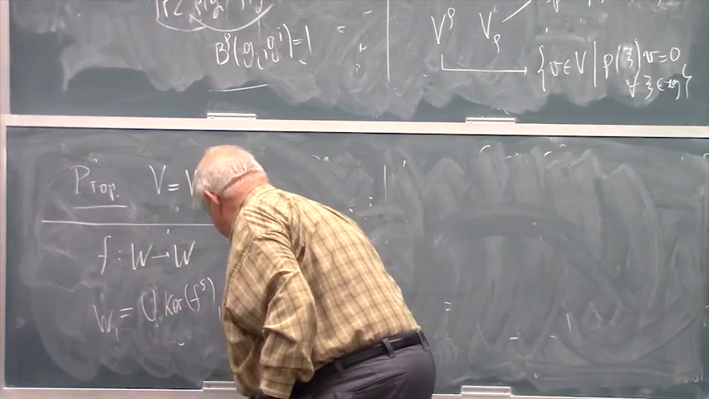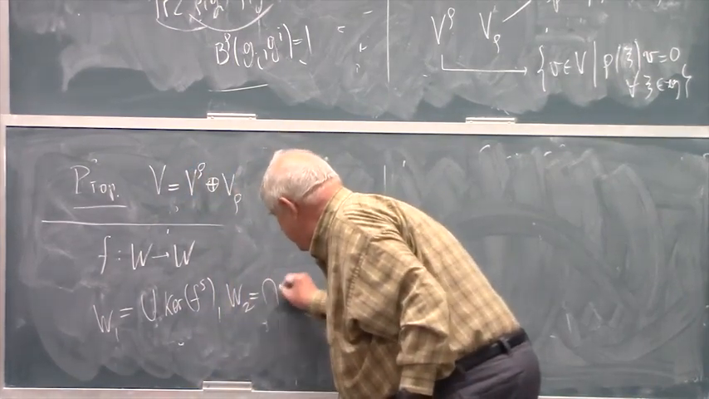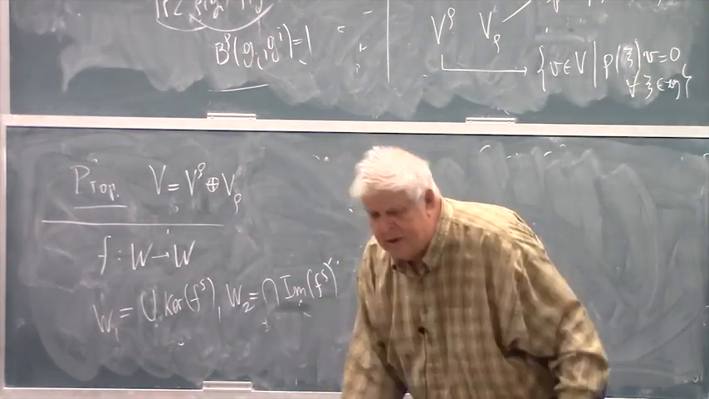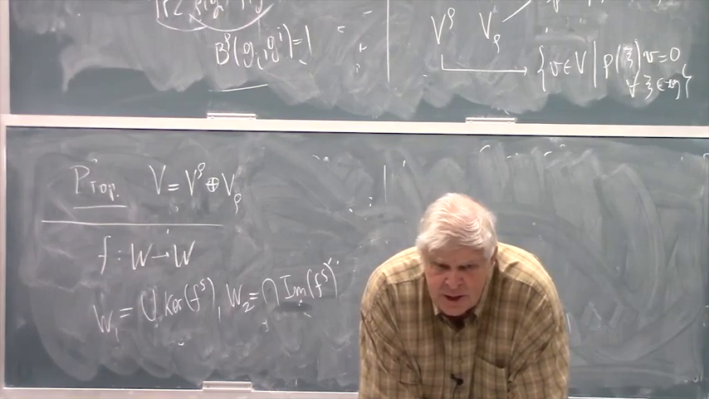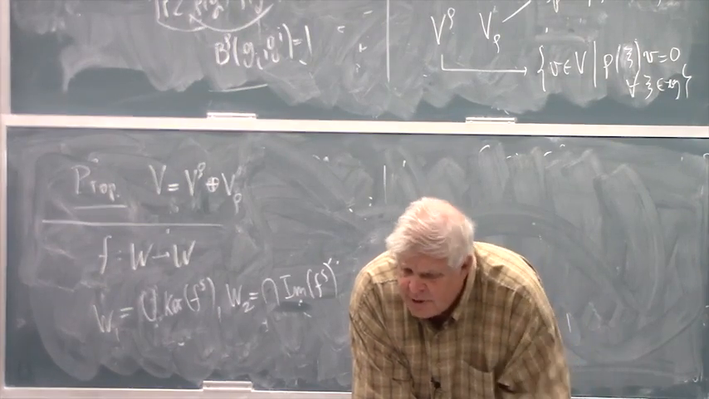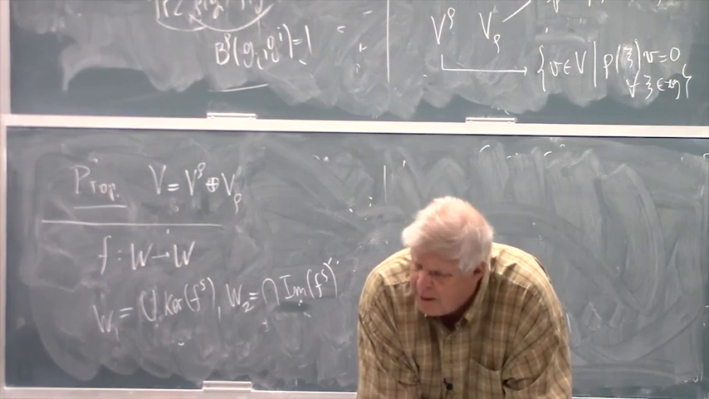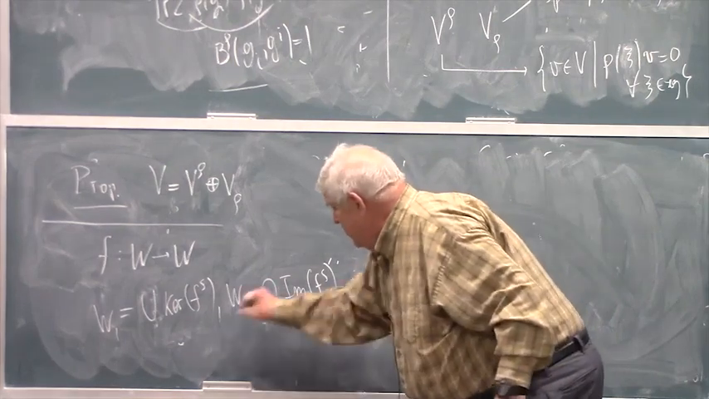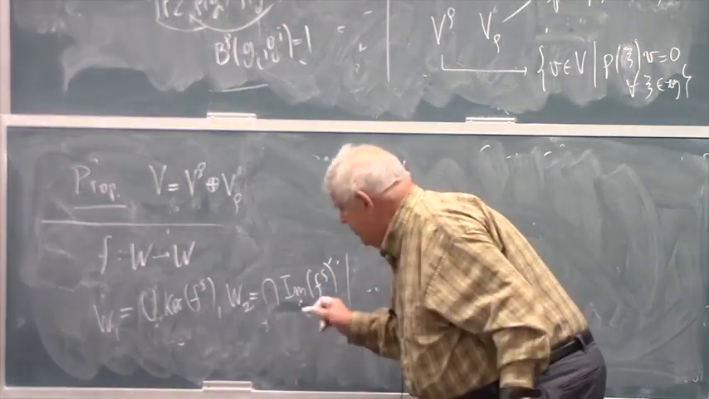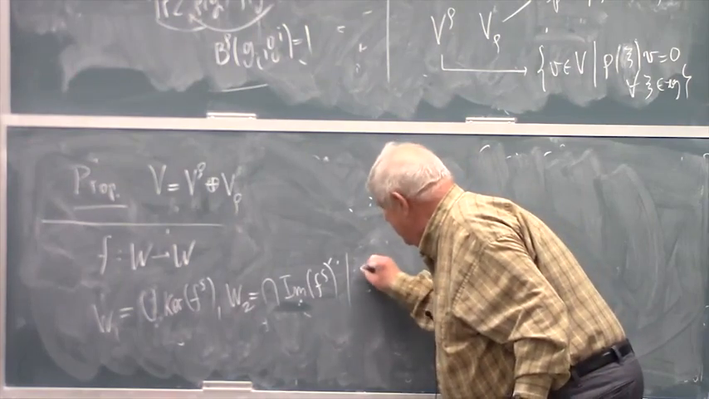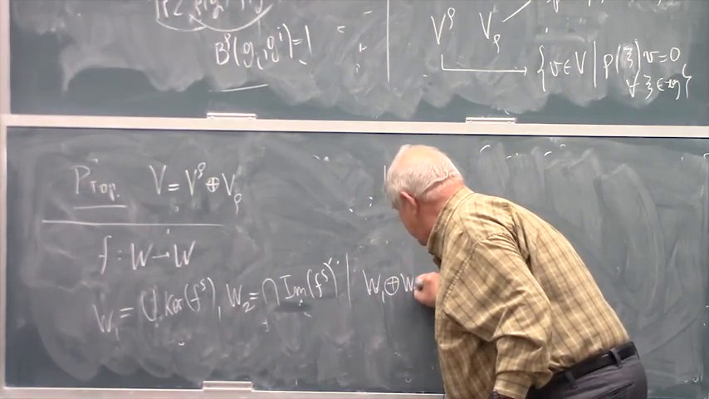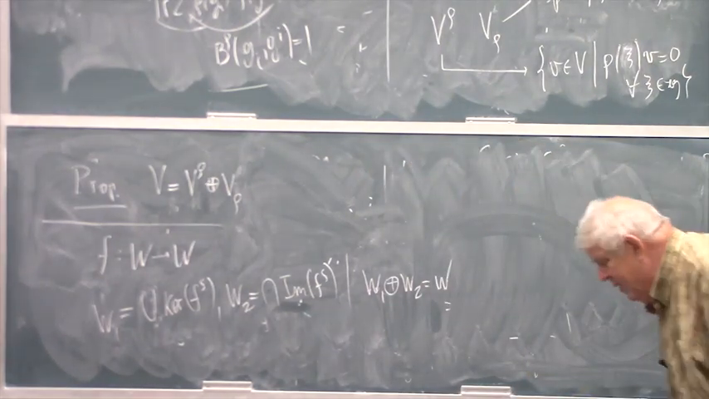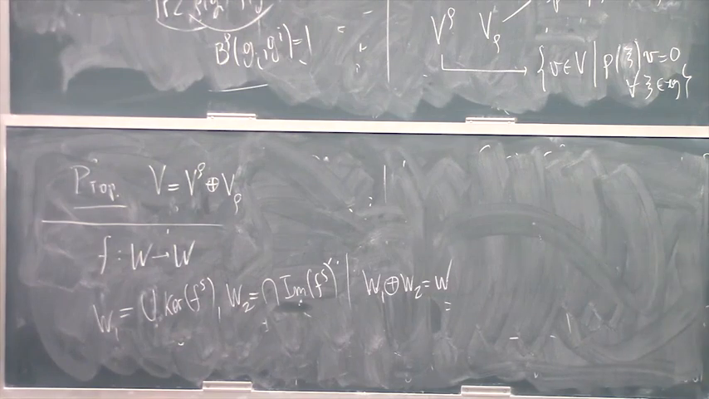Now W2 will be the intersection of all images. So this consists of those vectors in W which belong to the images of f, of f squared, of f cube. You understand? And the fact from linear algebra follows immediately from the general form that W1 and W2 form a direct sum decomposition of W. I do not have time to say more about it. After this, my last word today.